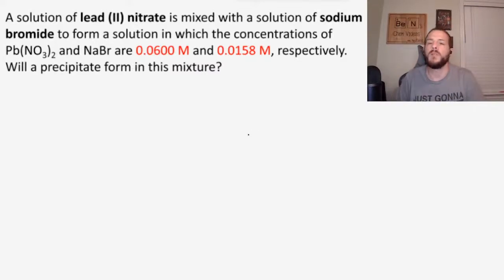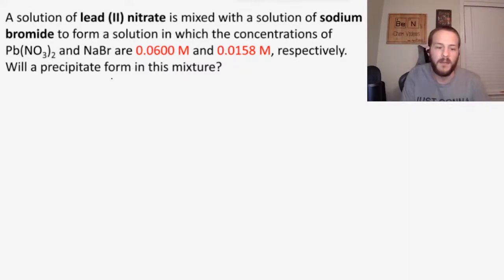So this is one of those problems in which we're going to calculate Q, the reaction quotient. We're going to compare it to the value of Ksp, and if Q is larger than Ksp, then it will precipitate, and if Q is smaller than Ksp, then it will not precipitate. So we have lead(II) nitrate and sodium bromide, right? What we really need to do is figure out what the possible products of a reaction between Pb(NO3)2 and NaBr are, right?